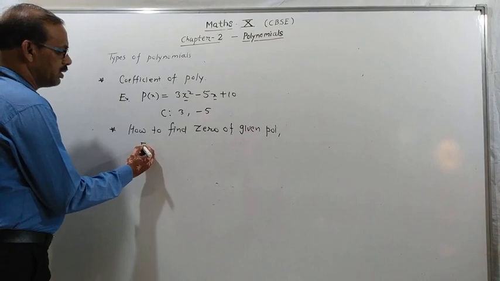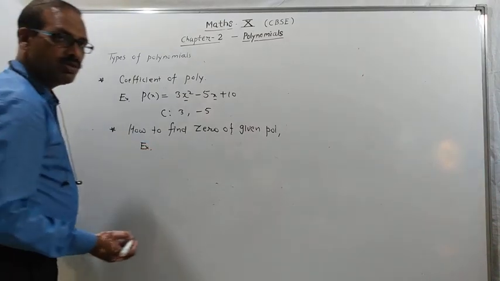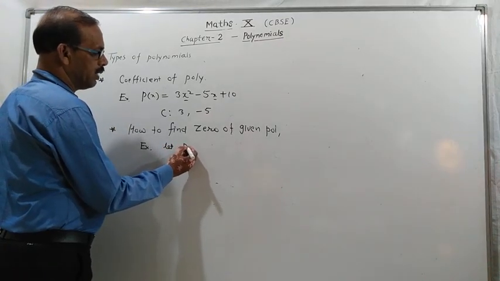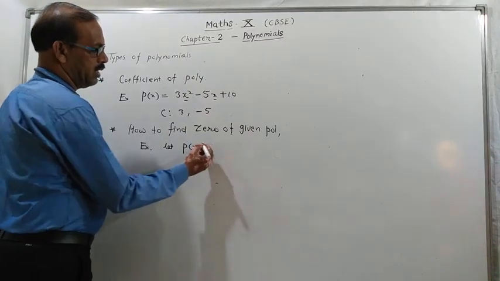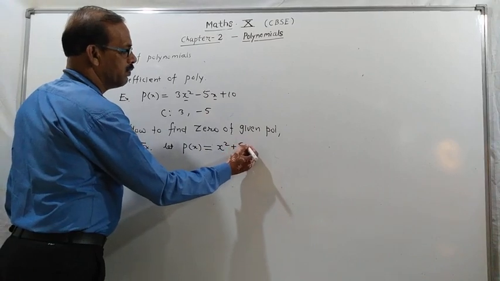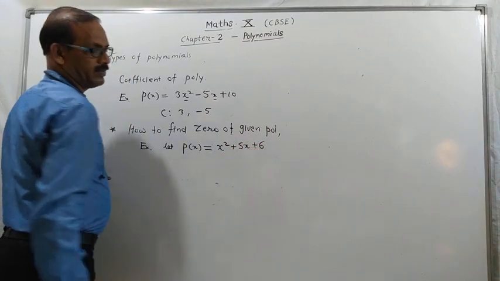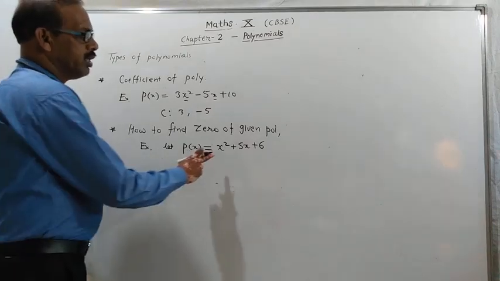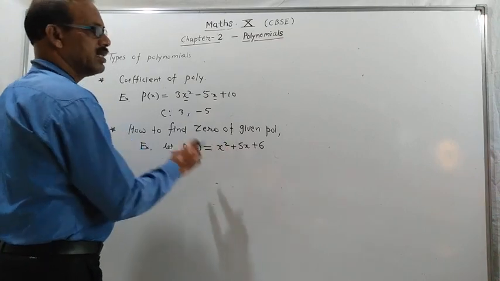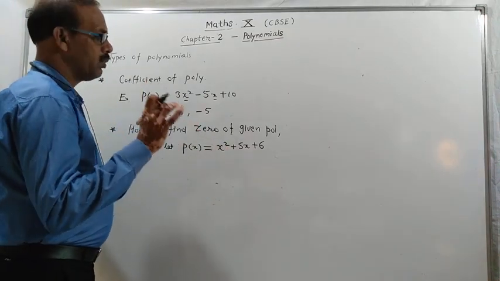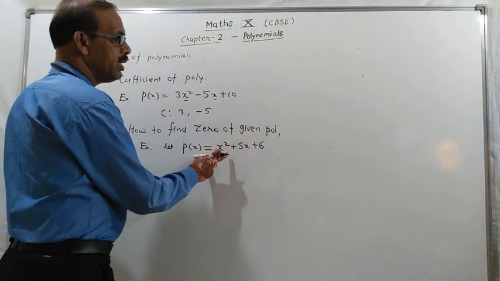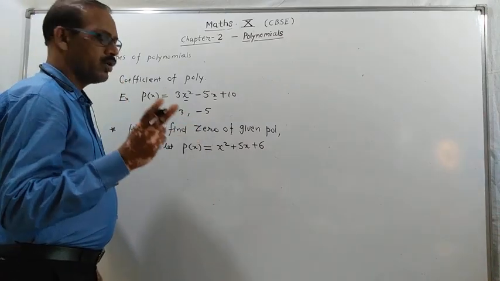We take the first example of how to find the zeros of a given polynomial. Let us consider one polynomial represented by p of x, that is equal to x squared plus 5x plus 6. This is called a quadratic polynomial, having degree 2. So this degree decides the number of zeros. Now, the degree is 2, so for this polynomial, the number of zeros is also 2.